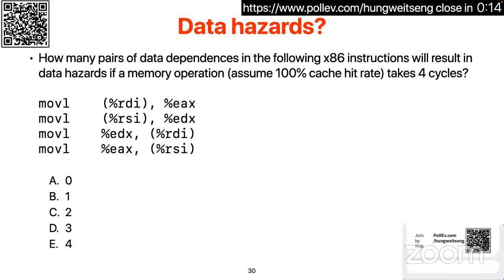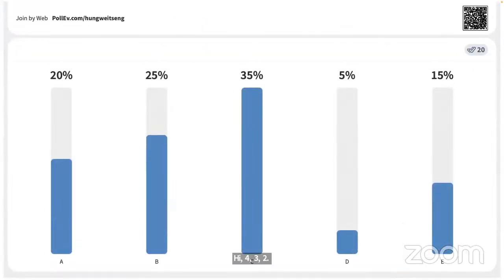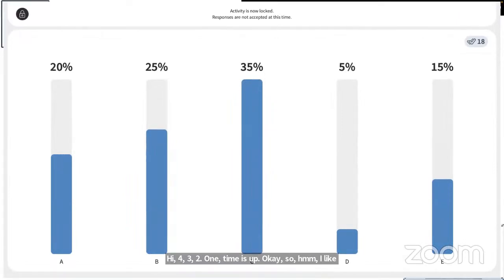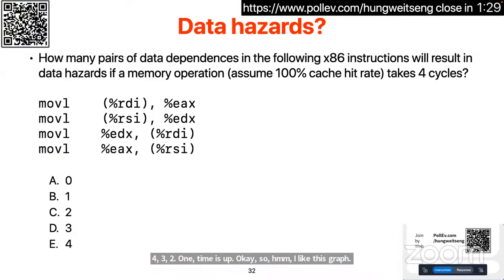All right, let's wrap up in 15 seconds. 5, 4, 3, 2, 1. Time is up. Okay, so I like this graph. So we need some discussion for sure. Why don't you go ahead and discuss with your friend and see how many of the data dependencies really become hazards?